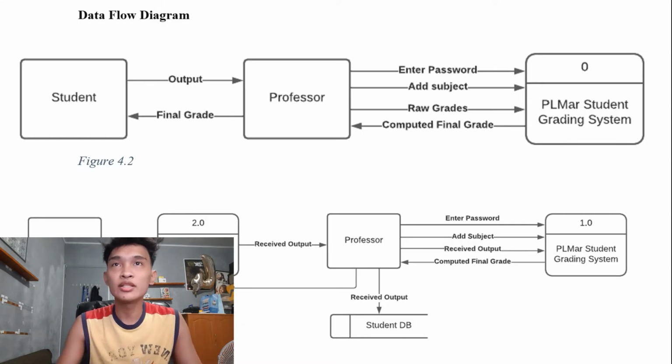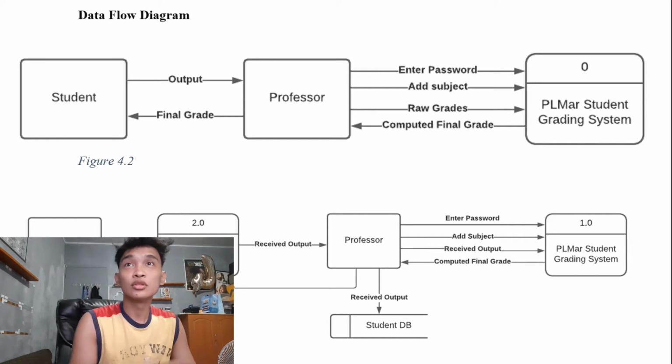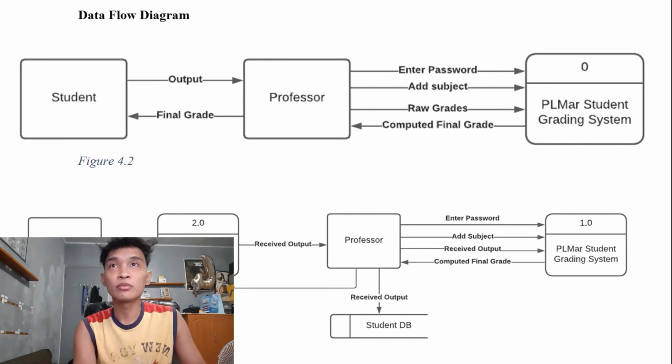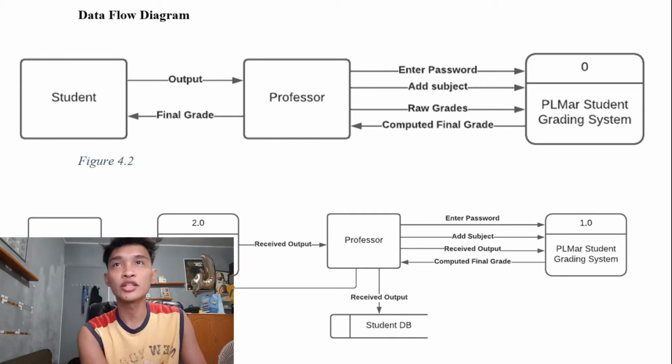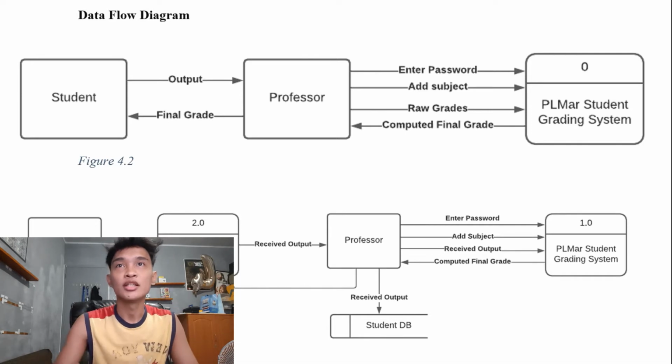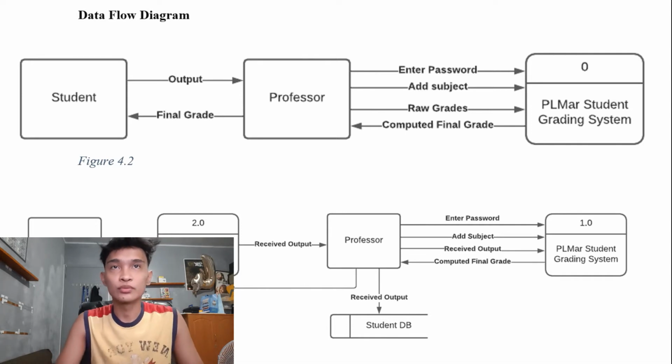The first one is data flow. Data flow shows the way information flows through a process or a system. It includes data inputs and outputs, data stores, and the various sub-processes the data moves through.